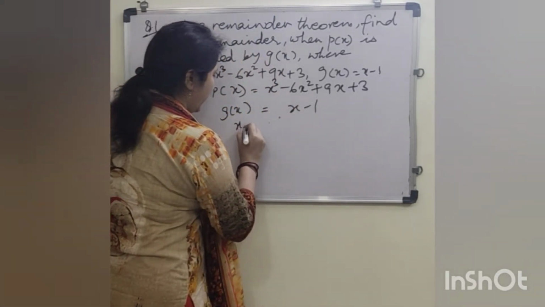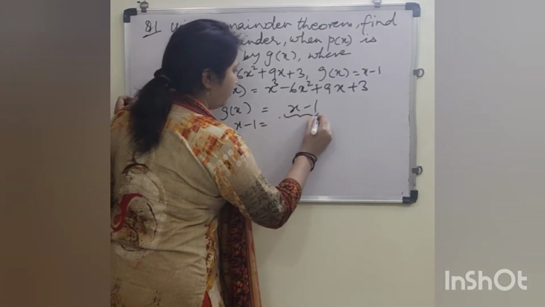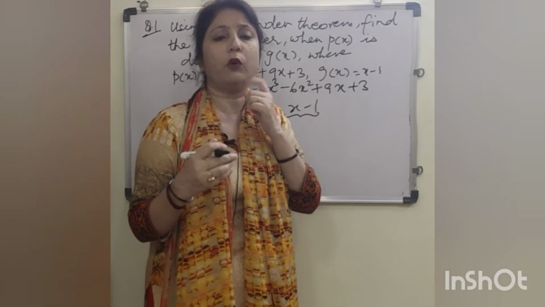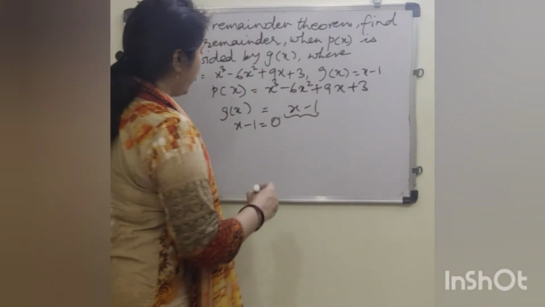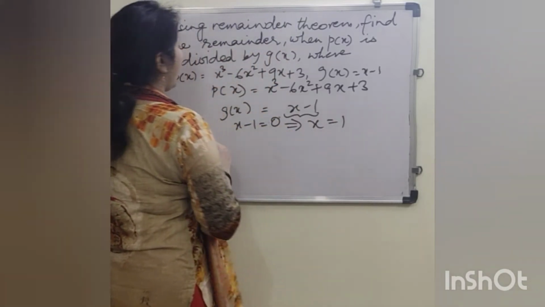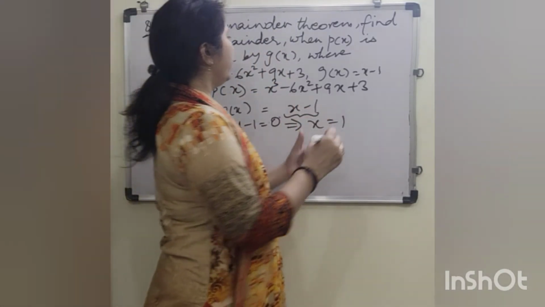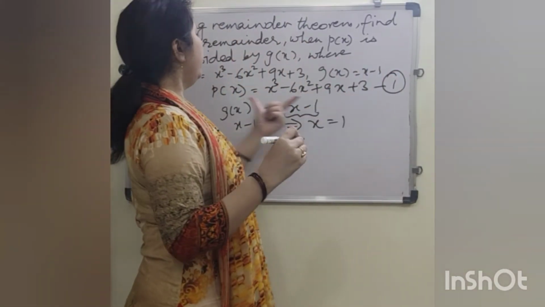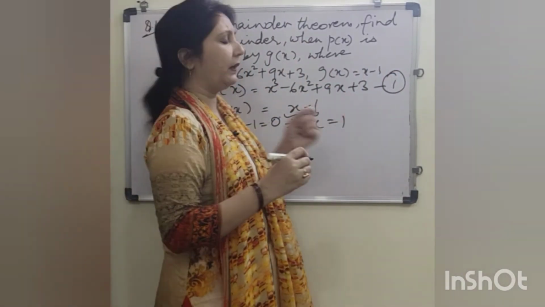We take x minus 1, the same value of G(x) equal to 0, to obtain the value of x, that is what we have to put x as. This gives you x is equal to 1. Now we put it in this P(x), equation 1. In this we put 1 on both the sides.